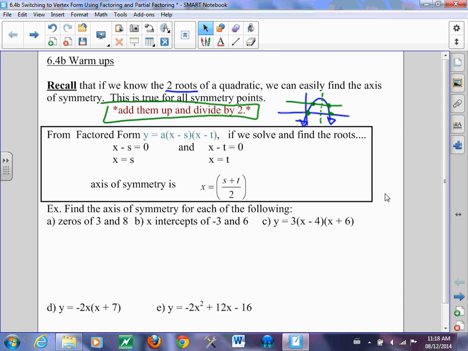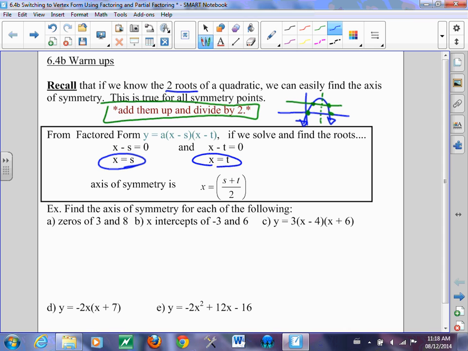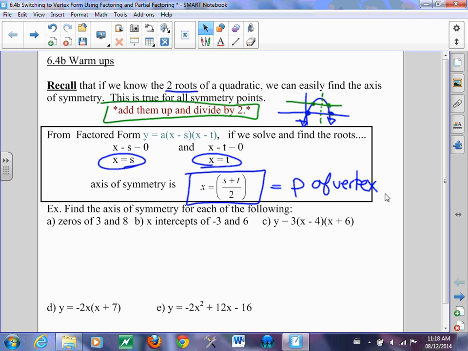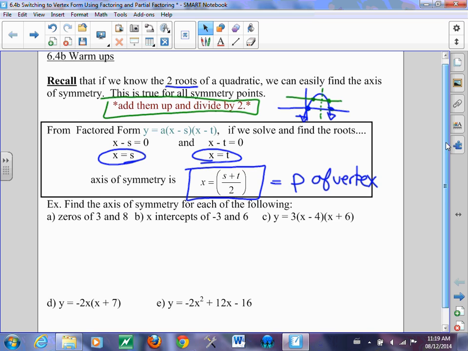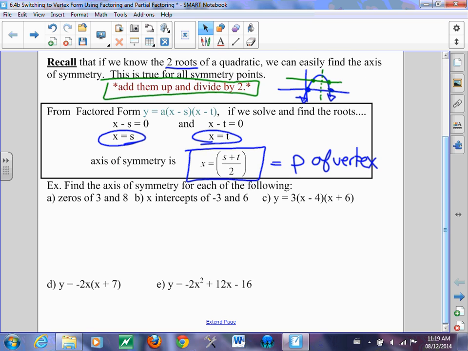From factored form, once we factor it, we have our two roots, s and t. This would be s, this would be t. It doesn't matter which one's which. As long as you add them up and divide by 2, you can find the axis of symmetry. Remember that also equals the p-value of the vertex. That's where we're heading today with one of our methods. To warm up, let's take a look at this example.